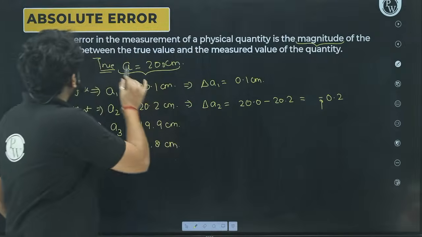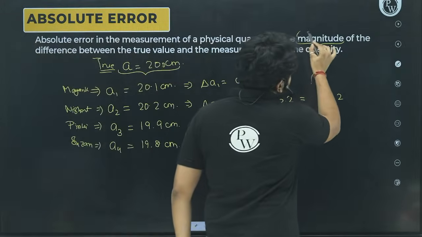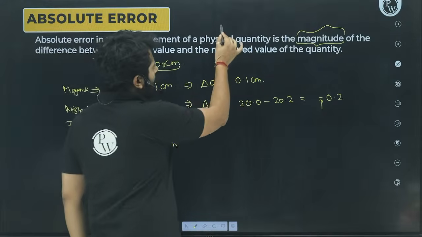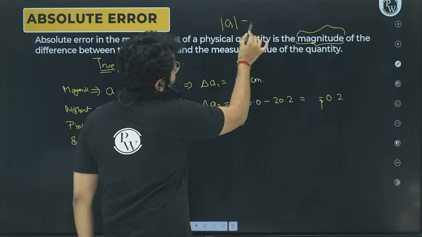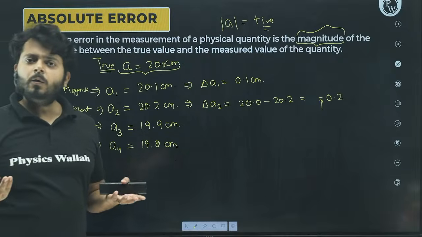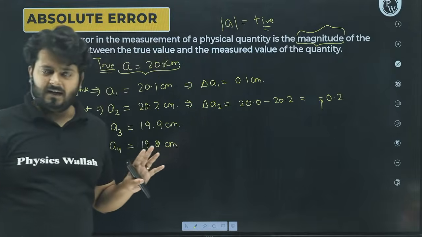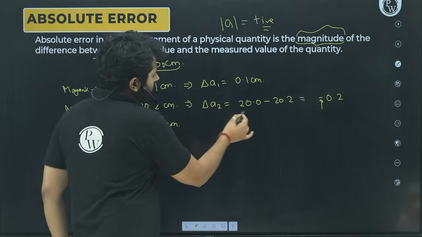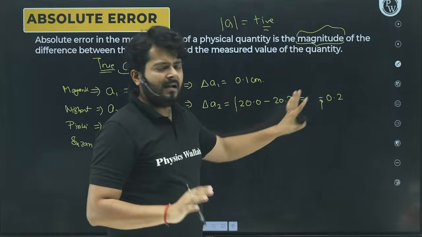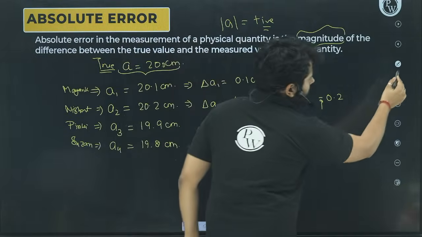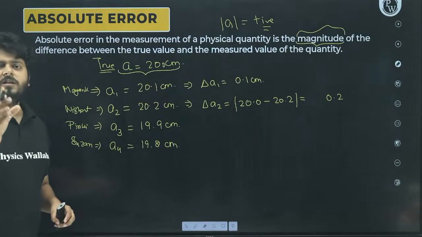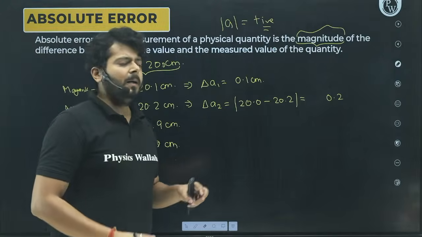Absolute error is the magnitude, only the magnitude. The magnitude of A is always positive, so be it plus 5 or minus 5, the magnitude is only 5. Plus and minus doesn't matter. We have to take the magnitude of this difference, so we drop the sign. Is that clear? The magnitude of the difference between the true value and the measured value is the absolute error.